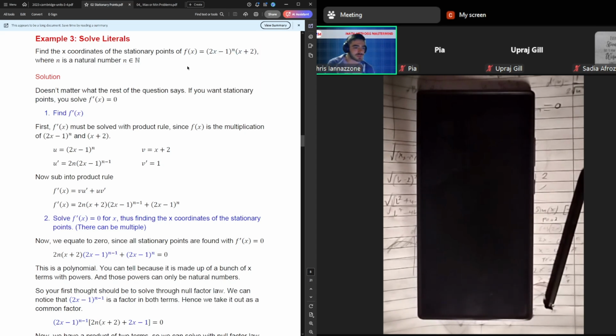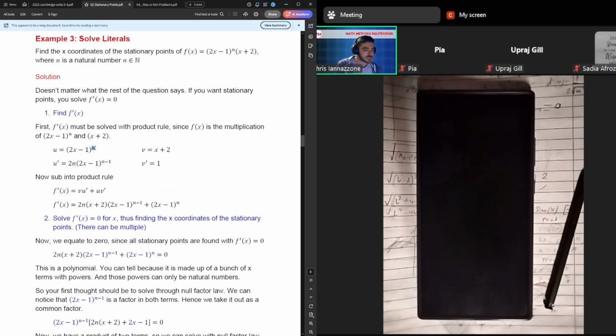And so we're going to have to rely on our product rule knowledge, which is you define the first two functions that are multiplied together. So this 2x minus 1 to the power of n is going to be our u. And then this second part here, the x plus 2, that's going to be our v. From there, product rule says we should derive both of those functions.